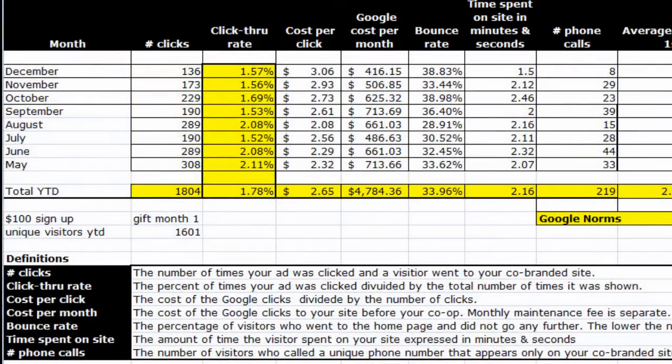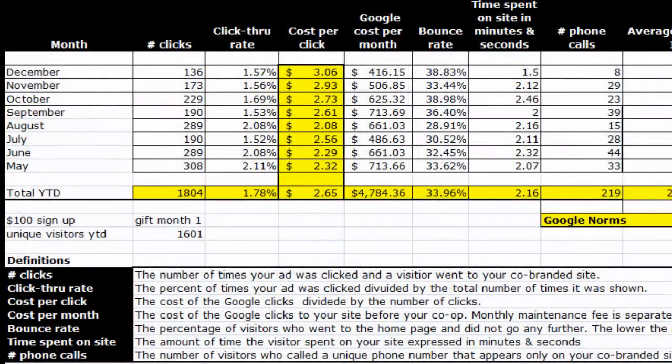Column number 2 is the click-through rate. The Google average is actually 1%, so anything above 1% is strong. The click-through rate is in relation to how many times your ad shows versus how many times it is clicked on by a user who is looking for something specifically that we advertise for you for.